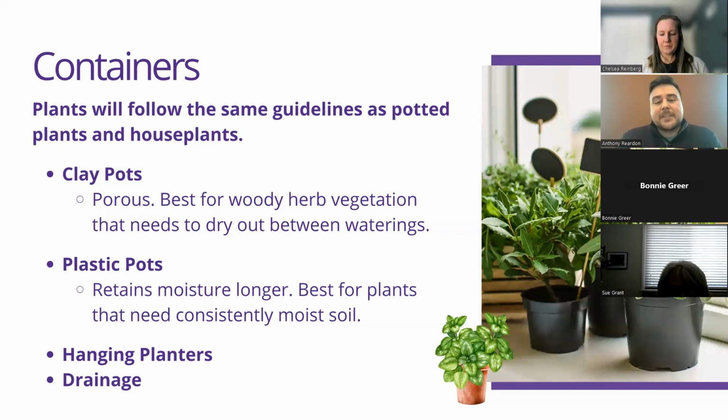Whereas your plastic pots are going to retain that moisture longer. And with that retained moisture, it can actually instigate that root rot. Hanging planters are another option for you. These again are going to dry out quite quickly because they are up in the air. You've got moving air moving across that root ball, but they are an option.